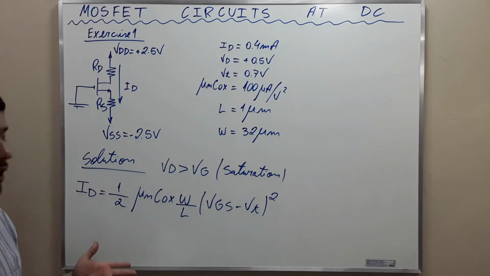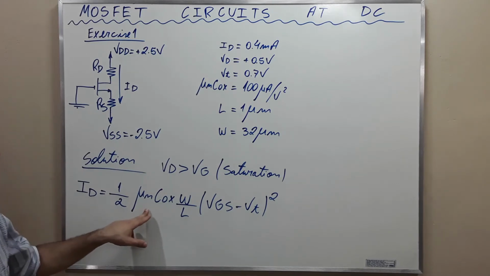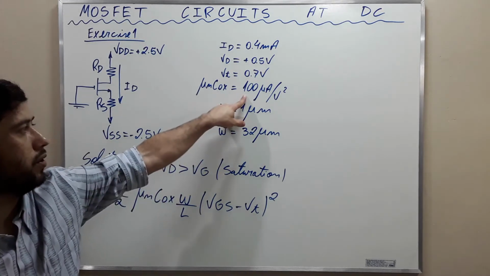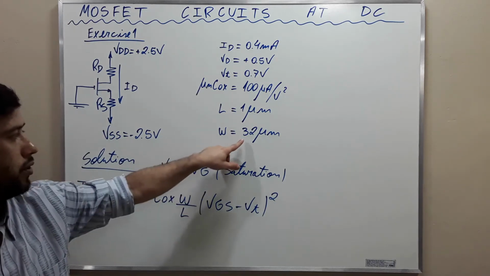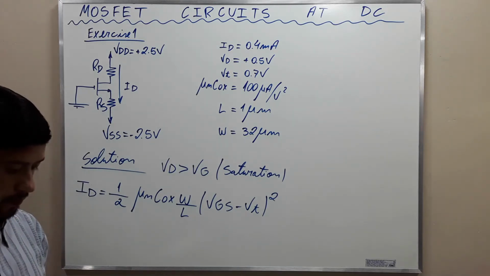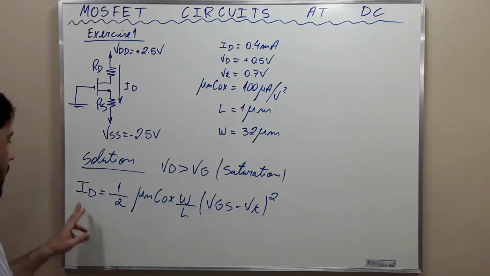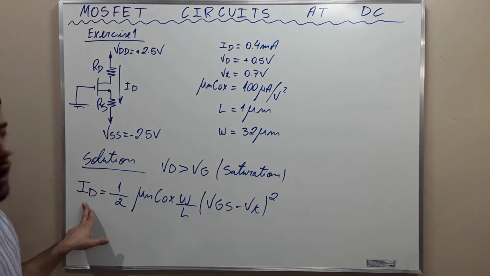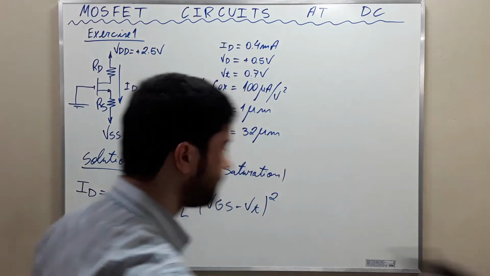What we need to do is merely to put the values here. For μnCox, we put this value. For W over L, we put 32 divided by 1. And VGS minus VT squared we don't yet have. And we are going to comply with the requirement of ID being equal to 0.4 milliamperes. Then we do just that.